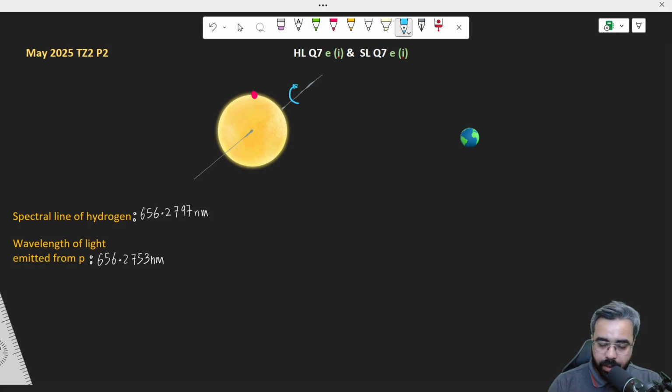Now, dear students, it is important to know that when we measure the wavelength of hydrogen by drawing its spectrum, the hydrogen spectrum in the laboratory, and you know how we make a spectrum? There are two kinds of spectrum, absorption and emission spectrum. Anyways, from the hydrogen spectrum, when we measure the wavelength, its wavelength is 656.2797 nanometers.